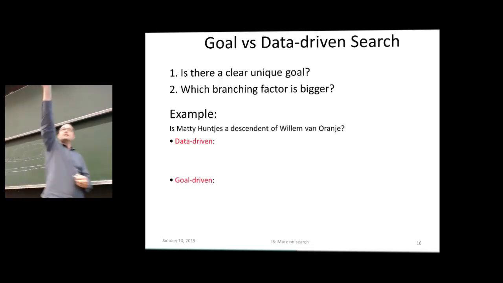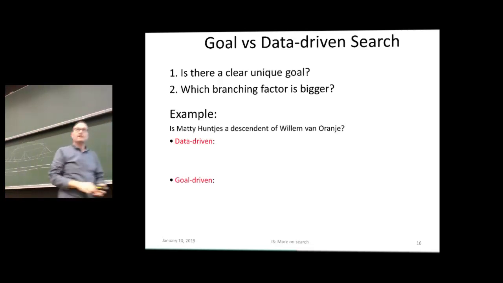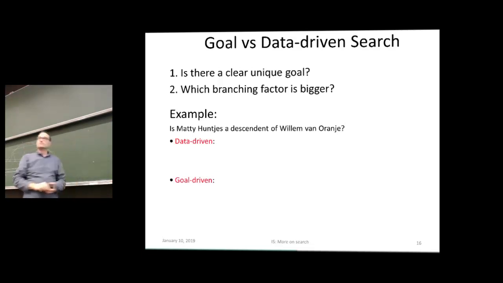Yeah, in the middle, yeah? Well, I think from Matti to Willem, because you only have two parents. The other way around, Willem van Oranje, you may have 20 children. They also all may have 20 children, so that's a lot longer to do. Yeah. Could you hear the answer up there?